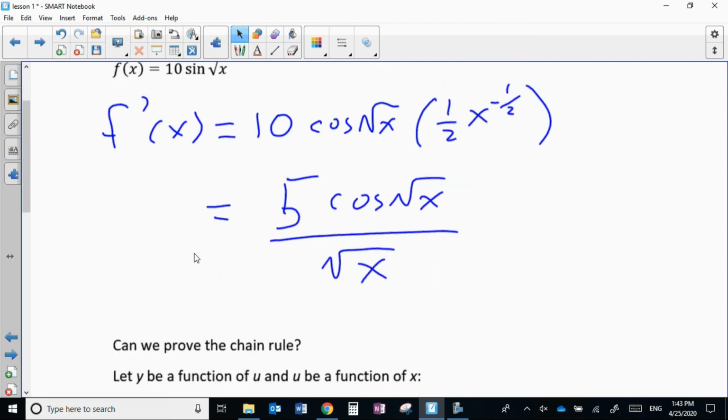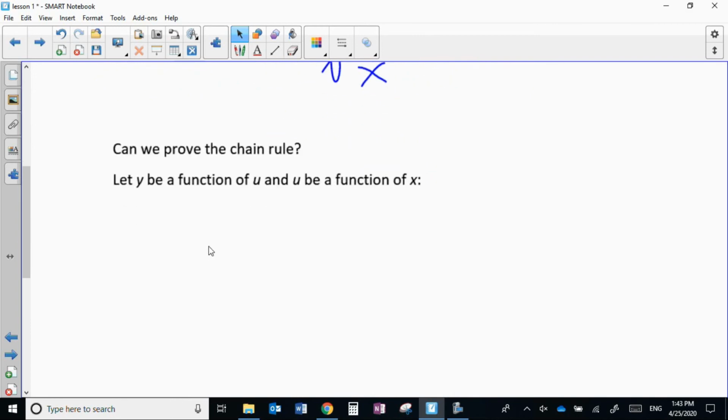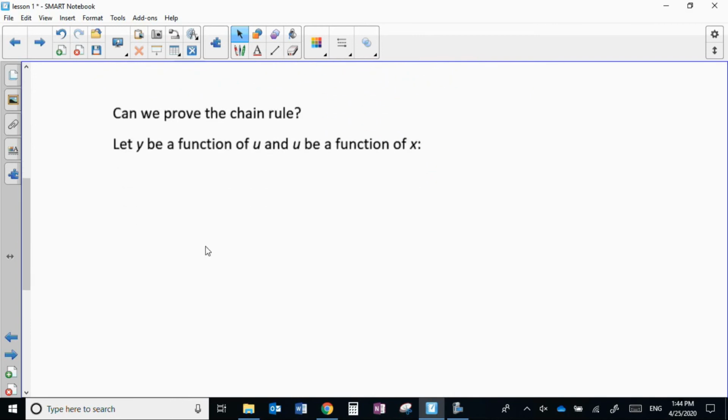Can we prove the chain rule? Well, sort of. Here's my proof. Let y be a function of u and u be a function of x. That makes y a composite function. X is input to u and u is input to y. Okay, we want to find dy by dx.